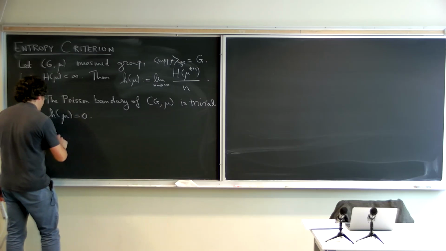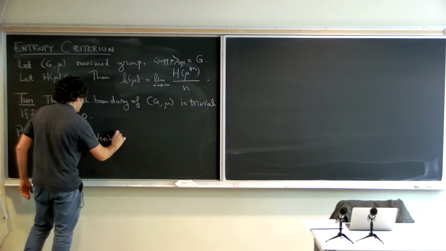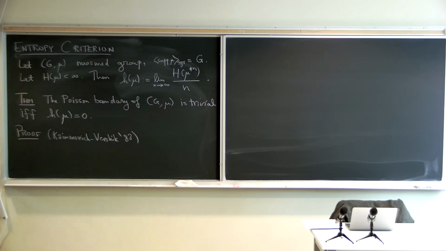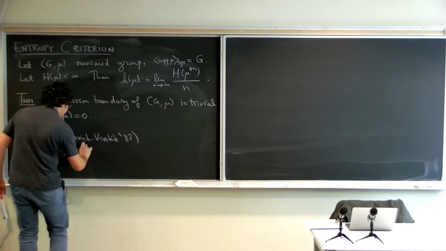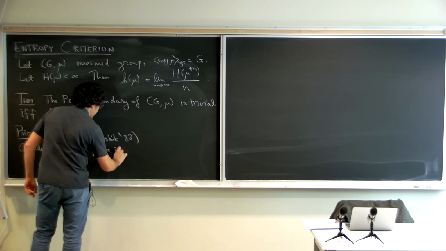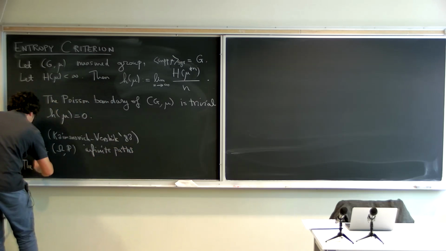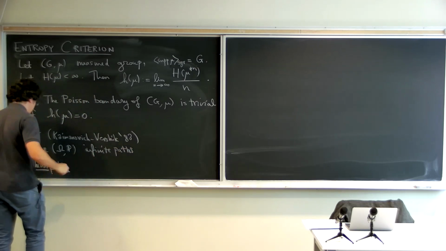This is the proof of Kaimanovich and Vershik in '83, and it's based, again, on partitioning the space of sample paths. So we consider the space Omega, the space of infinite paths, and then we introduce sequences of partitions. We have the head partition, alpha_k.